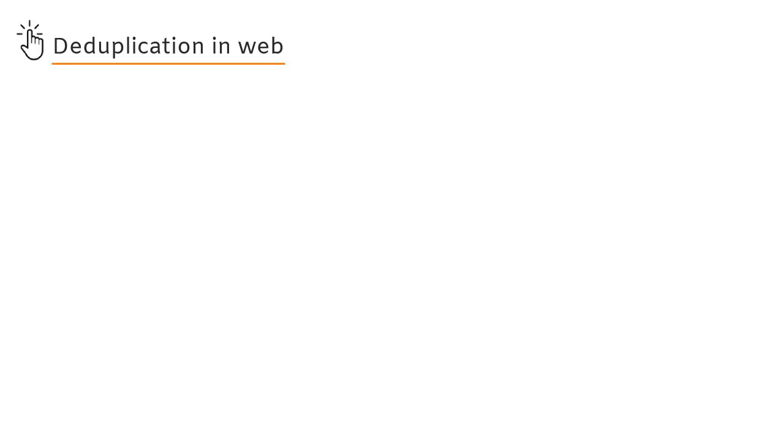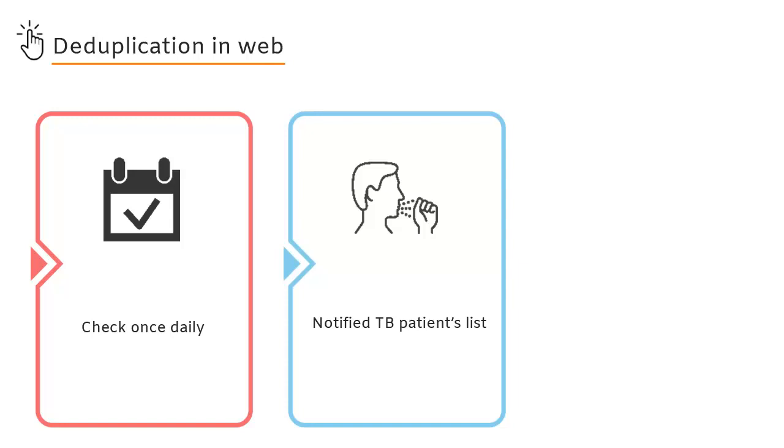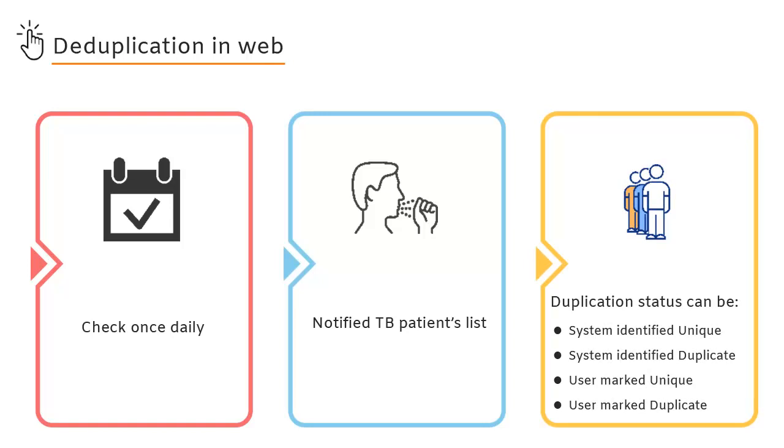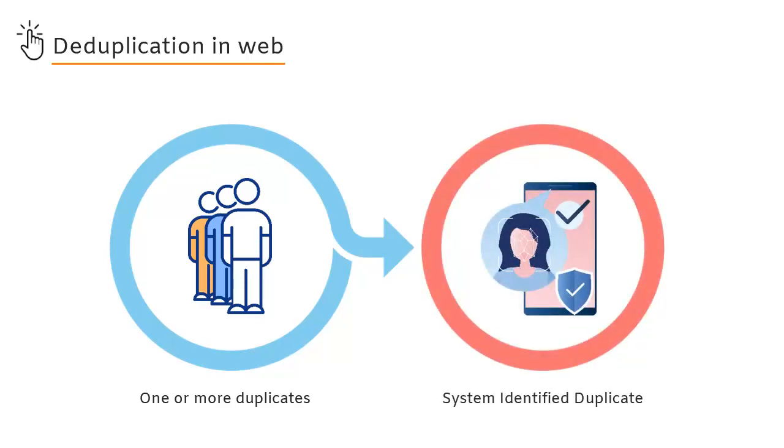It is extremely important to carefully reconcile notified duplicate TB patients as far as possible in close intervals. The Deduplication tab needs to be accessed at least once daily for this. In the Deduplication tab of the module, a list of notified TB patients in the user's jurisdiction is displayed. The deduplication status of a notified patient can be system identified unique, system identified duplicate, user marked unique and user marked duplicate. There could be one or more duplicates for a patient record. From this module, action can be taken only for system identified duplicates.